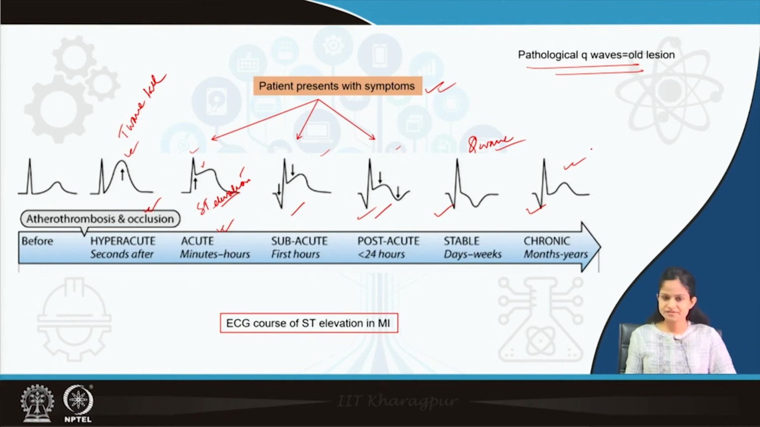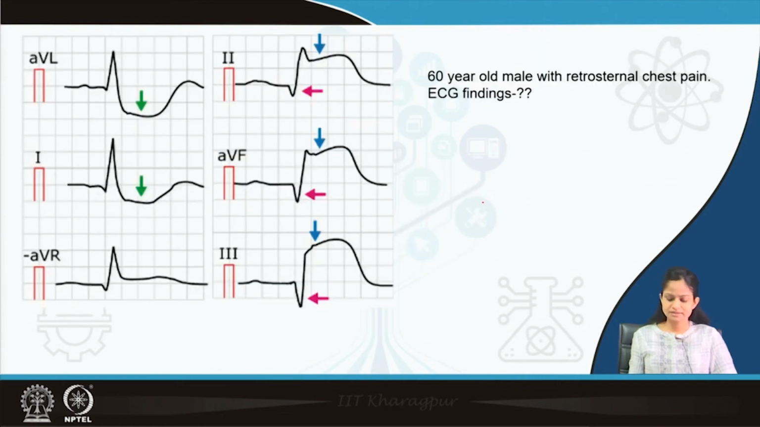Initially tall T waves, then ST elevations during the acute phase, then T wave inversion occurs, then you get to see the Q waves, and the T wave inversions usually resolve with chronicity. So, this is a 60-year-old male with retrosternal chest pain. He has come with this in the emergency, and we get to see certain changes in the ECG. First and foremost, we get to see these are the Q waves.